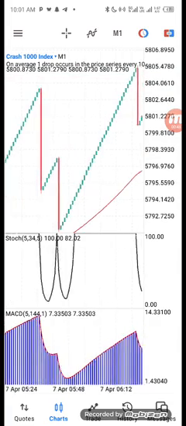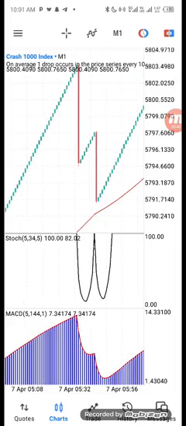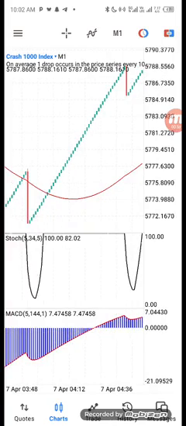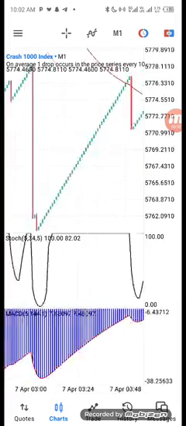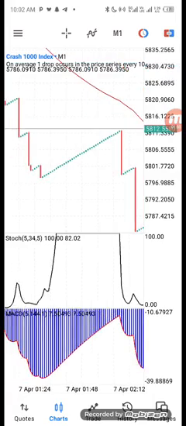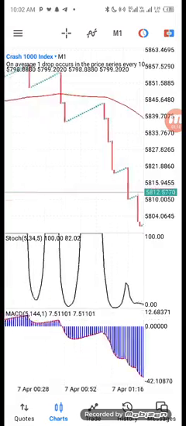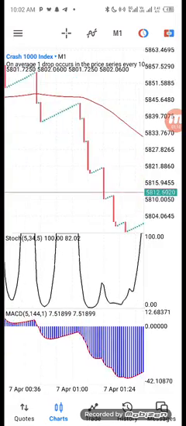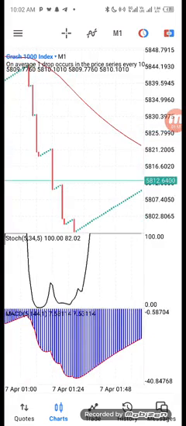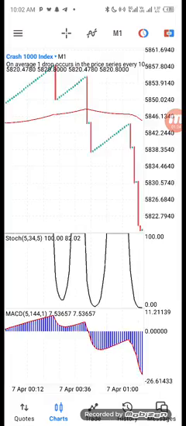So how do we use it for trading spikes? The first thing we need to check before we trade our spike using Crash 1000 is that we have our price below the linear weighted moving average, and also our MACD bars should come below 0. Once we have those two criteria met, we need to wait.